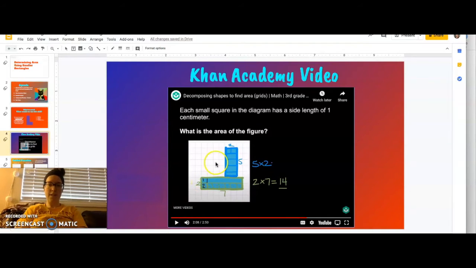Now that she found the length and the width of that rectangle, I want you to remember something really important. Length goes this way. Width goes this way. I want you to try it with me. Get your hands ready. Length, width. Length, width.